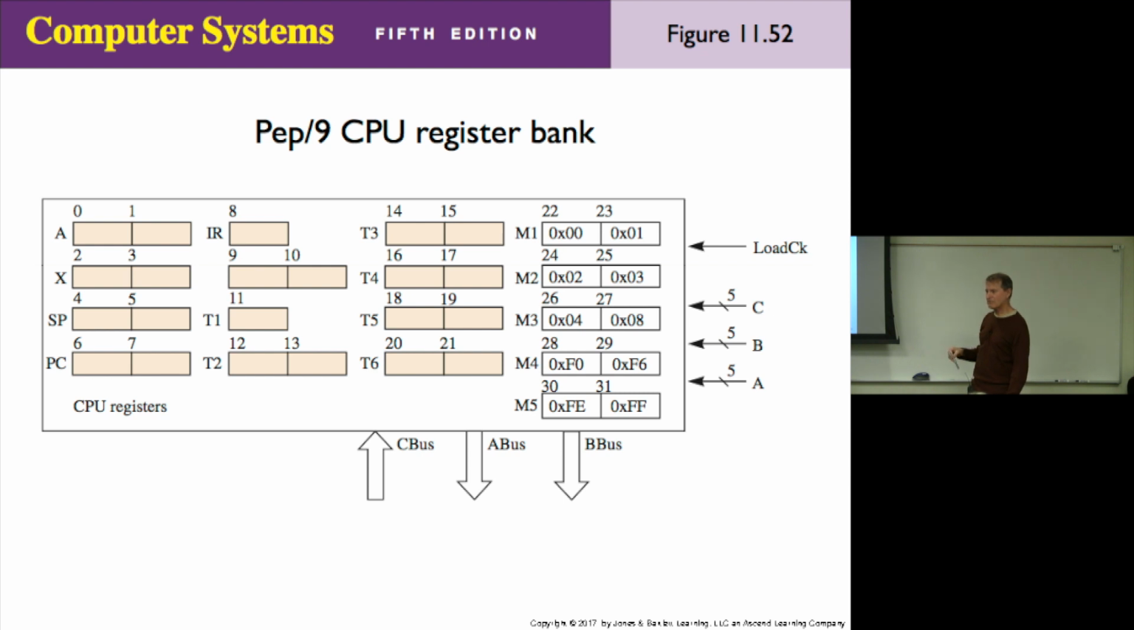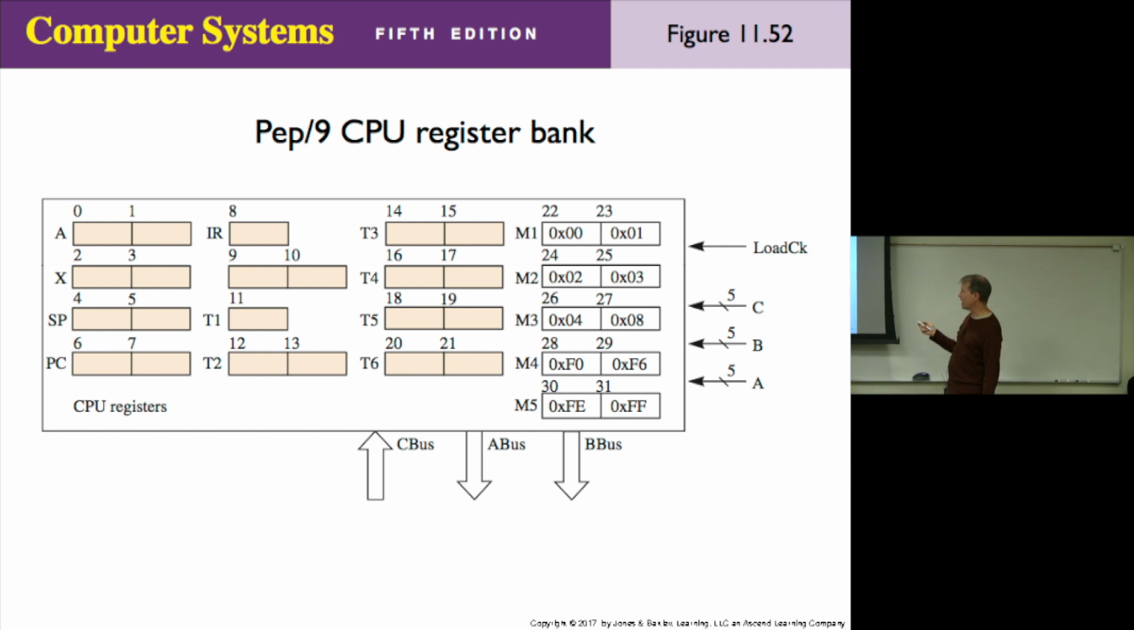What is abstraction? Hiding detail. So which details are hidden at the ISA level? T1, T2, T3, T4, T5, T6, and M1, M2, M3, M4, and M5. And this T stands for temporary register. So T1 is a 1-byte register, T2 is a 2-byte register, T3, T4, T5, and T6 are also 2-byte registers.